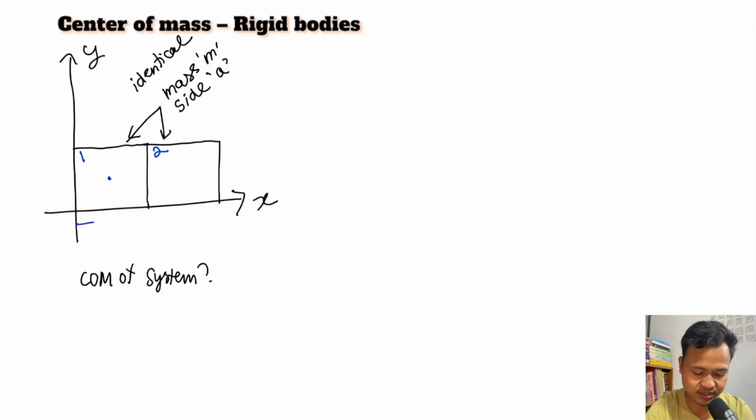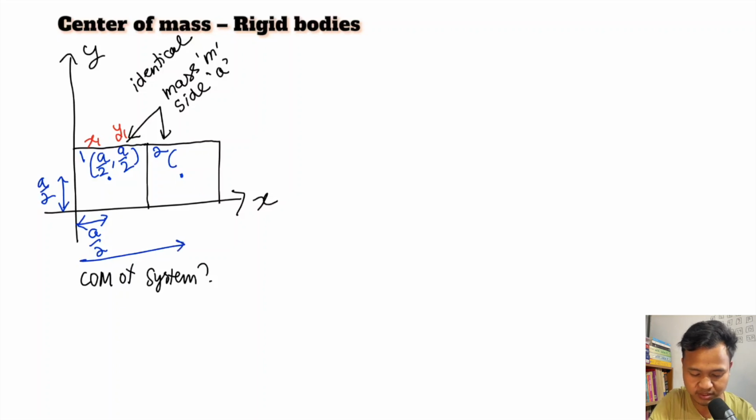Here this length is a by 2, so the center of the first plate is a by 2 comma a by 2. x1 is the x coordinate of center of mass of m1. For the second plate, this is 3 times a by 2, since it is a by 2 plus a. Therefore you will have 3a by 2 comma a by 2.